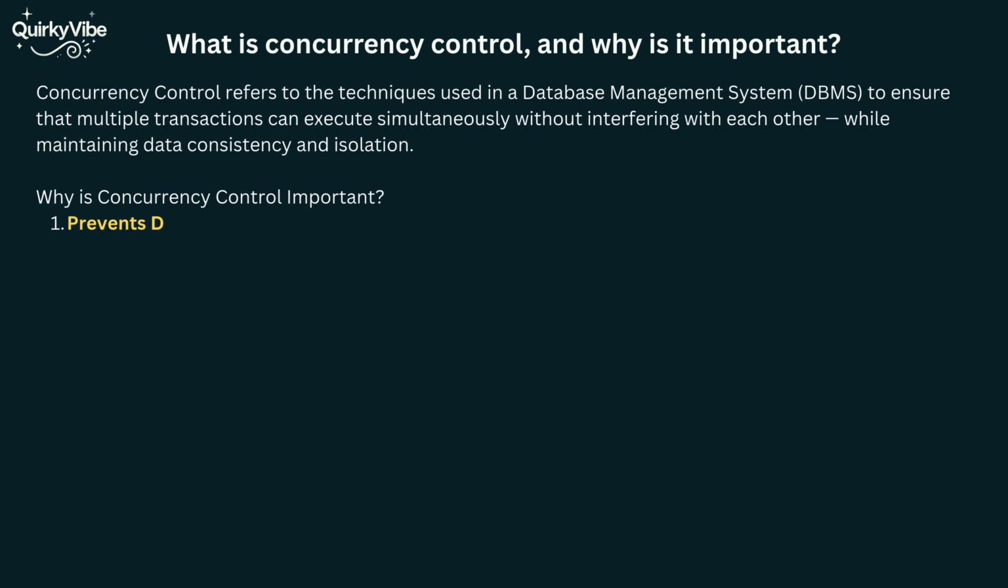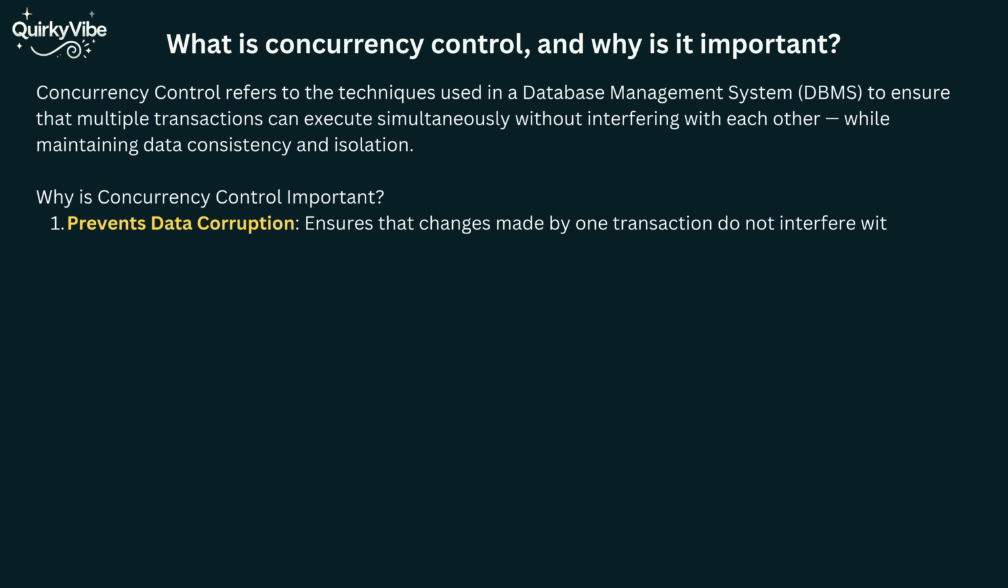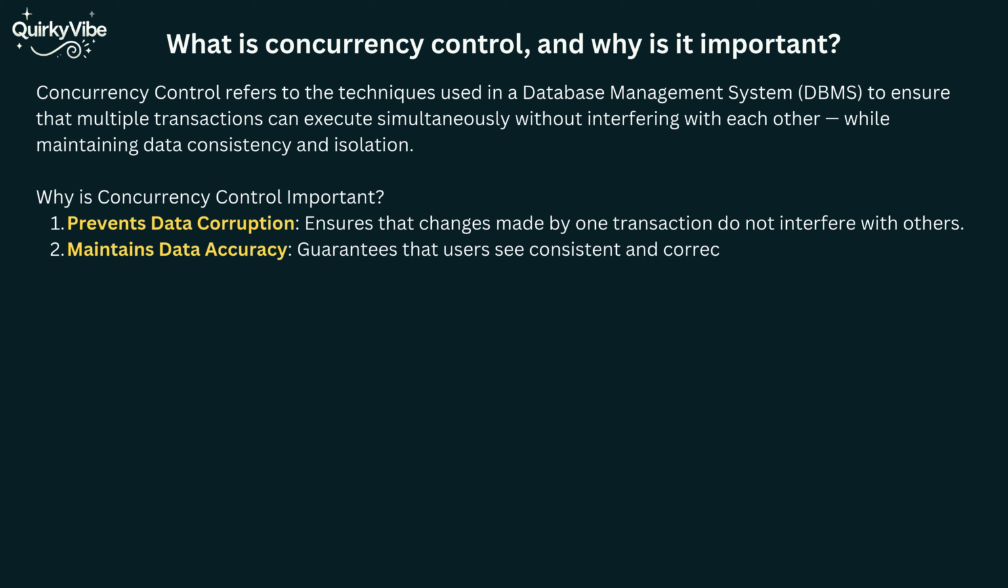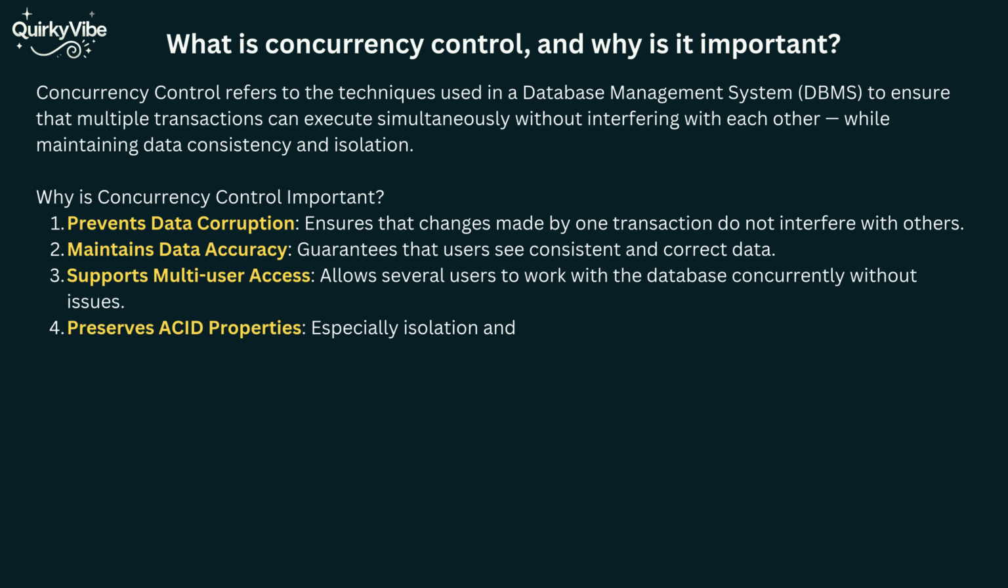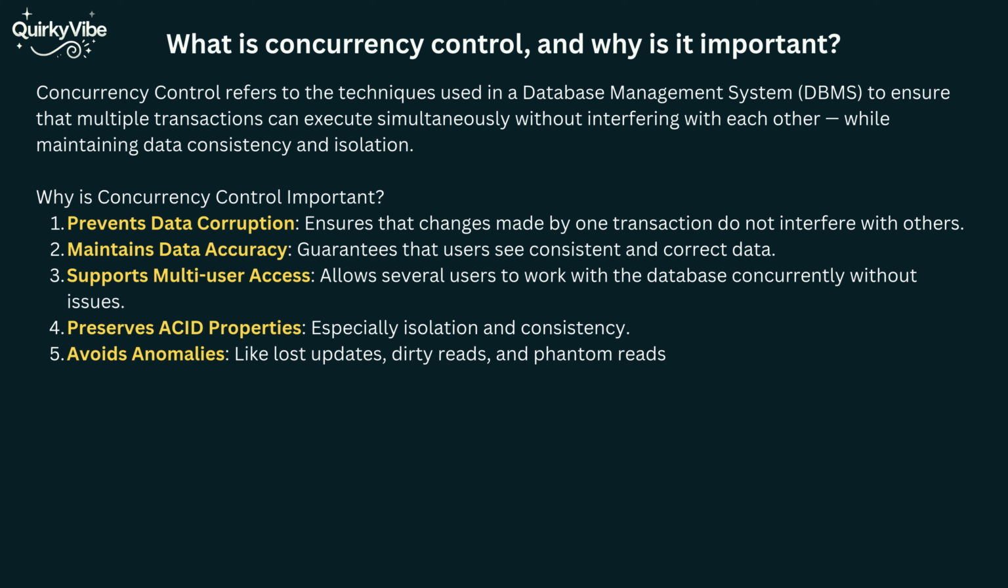Prevents data corruption, ensures that changes made by one transaction do not interfere with others. Maintains data accuracy, guarantees that users see consistent and correct data. Supports multi-user access, allows several users to work with the database concurrently without issues. Preserves ACID properties, especially isolation and consistency. Avoids anomalies, like lost updates, dirty reads, and phantom reads.